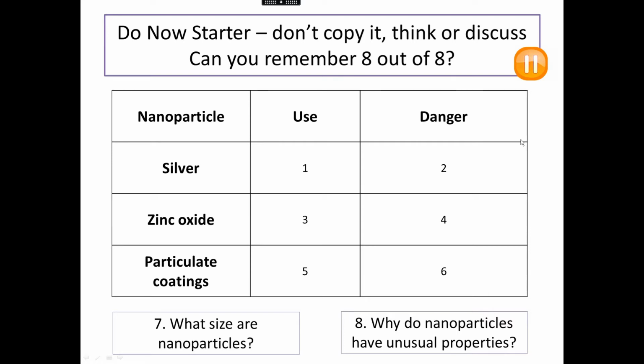You don't have to write this down, don't copy it out. Just think to yourself or discuss it with somebody in the room. What are the missing answers for 1 to 6? And then there's a 7 and 8 down the bottom. Pause it now.